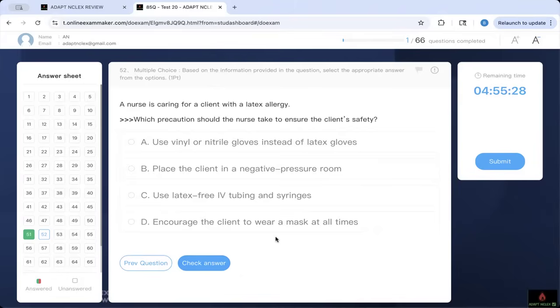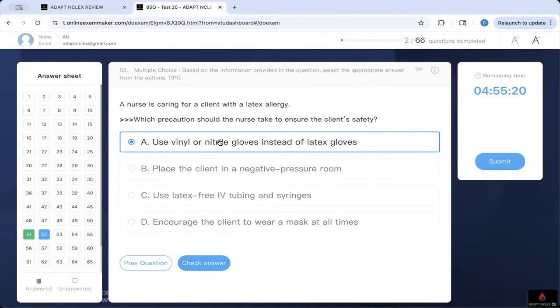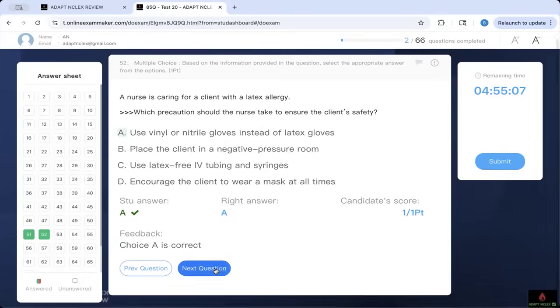What do you think? You should avoid any latex gloves, right? Using vinyl and nitrile gloves instead of latex gloves is much better. Placing the client in a negative pressure room still does not prevent latex exposure. Use latex-free IV tubing and syringe, but you may have gloves. Therefore, that's the best answer choice.